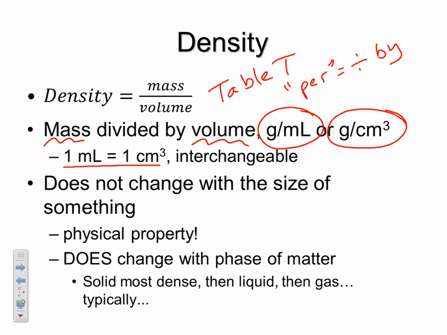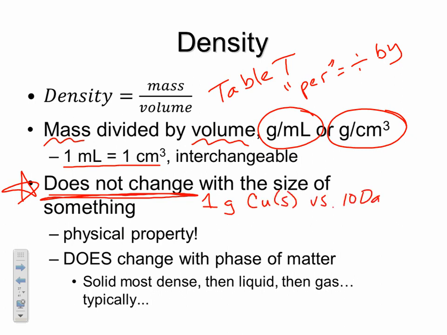Now, density, just as a reminder, is an intrinsic property. What an intrinsic property means is that it does not change with the size of the thing, i.e. 1 gram of copper solid versus 100 grams of copper solid at the same temperature would have the exact same density. It doesn't change with the size of the thing. That also makes it a physical property. Density is not about how something reacts. It's just a quality about the matter itself. How many grams per cubic centimeter, not does it react with oxygen or does it react with hydrochloric acid. It's just something that you can observe without actually changing the thing itself.